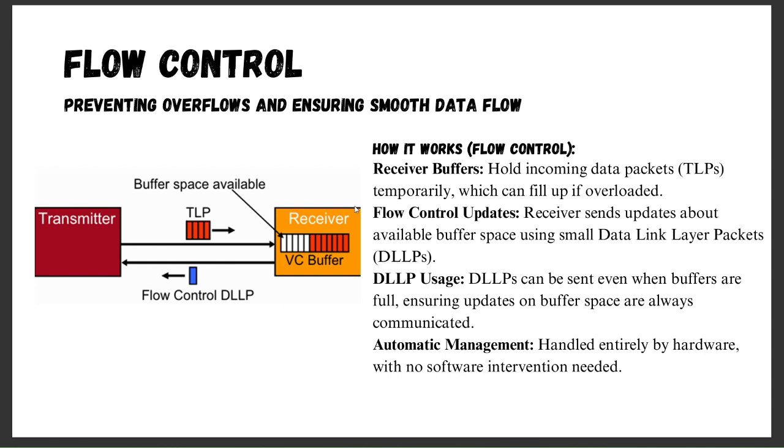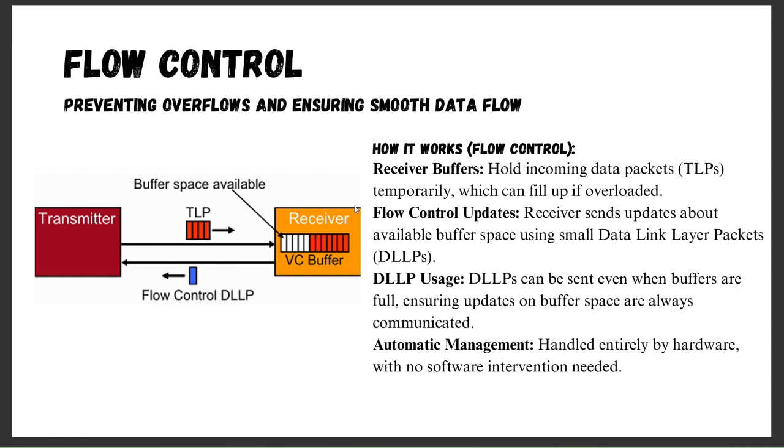So the transmitter keeps track of this and only sends when there is enough space. So why do we use DLLP for updates? Unlike normal TLPs, DLLPs are small and can always be sent even if the receiver's buffers are full. This ensures updates about available space are never delayed. Flow control is handled entirely by hardware, so software does not need to worry about managing this process.